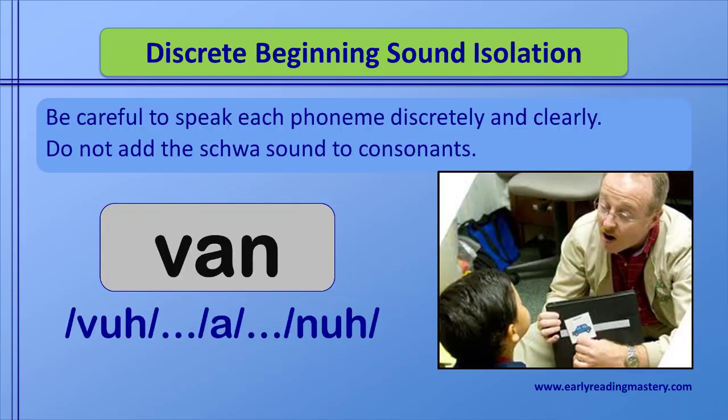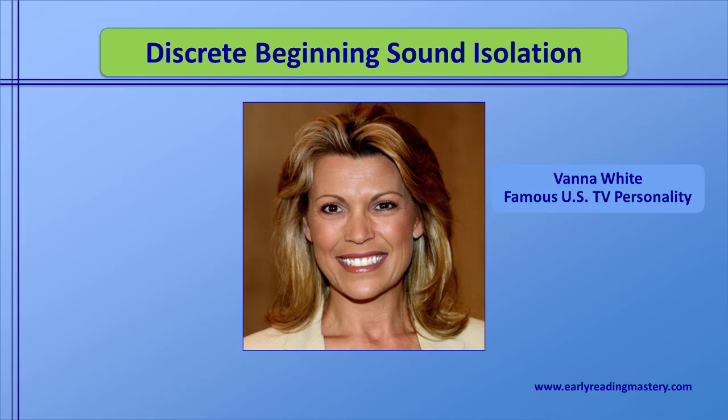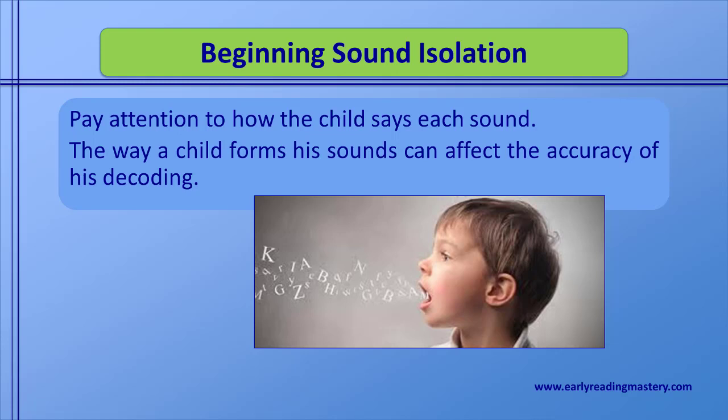Be careful to speak each phoneme discretely and clearly. The way the adult says these sounds is the way the child will say them in reading and writing activities. Do not add the schwa sound to consonants. If later a child reads this word, "the," the sounds he blends together will tell him Vanna, Vanna White, Wheel of Fortune. So pay attention to how the child says each sound. The way a child performs his sounds can affect the accuracy of his decoding.